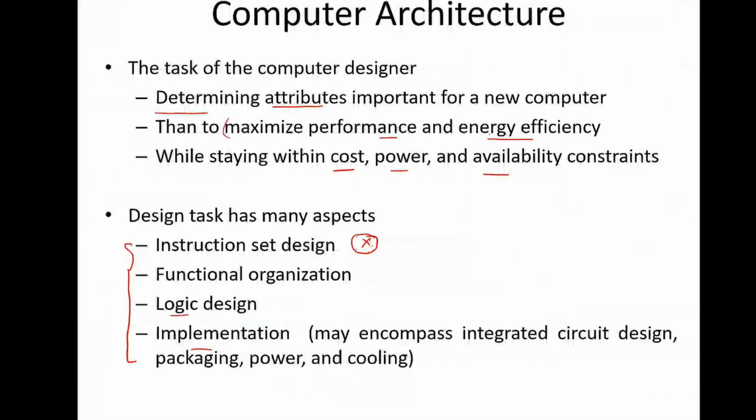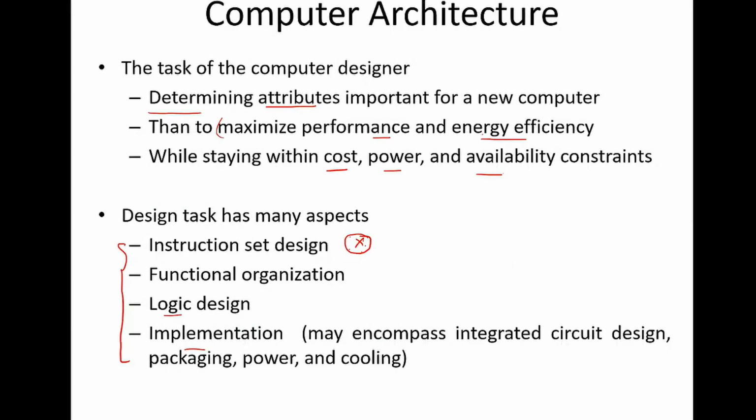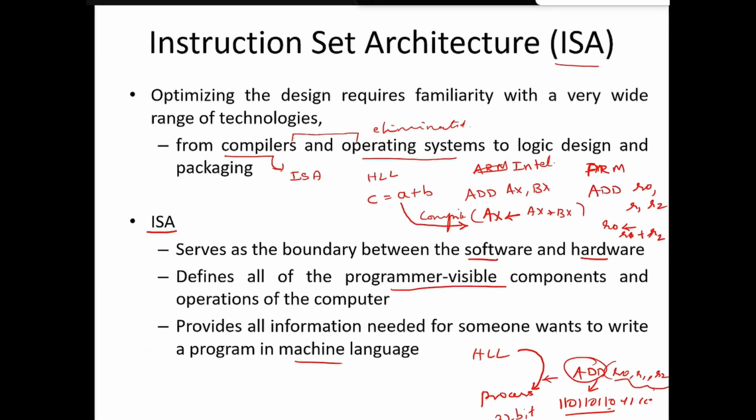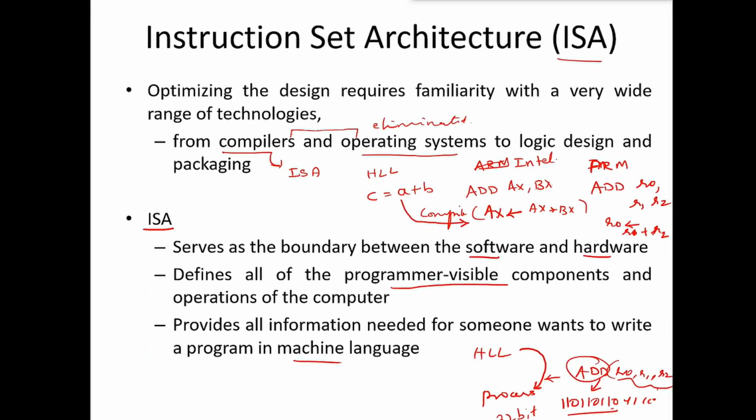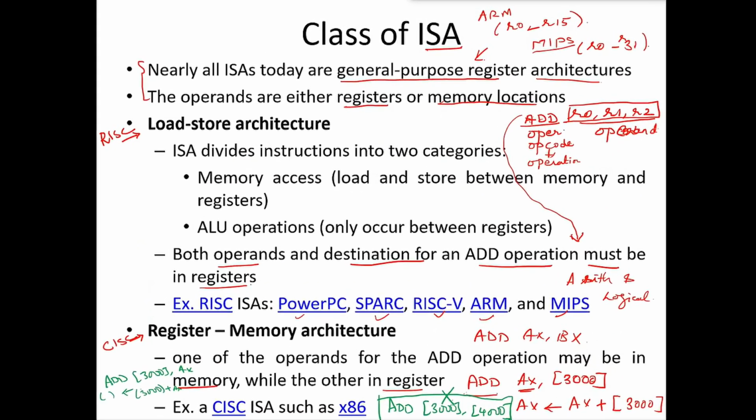Okay, so this is what we have started. Whenever we are going to design a computer architecture, the instruction set plays a vital role. And when you go with the instruction set architecture, the first one is the classes of ISA. In general, we have two classes. One is the load store architecture, another one is the register memory architecture. This is the first one.